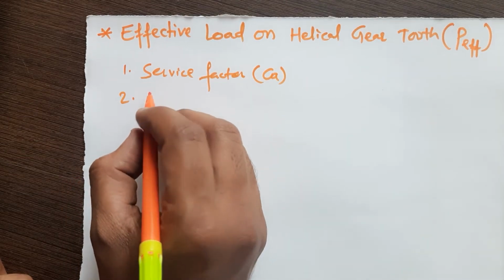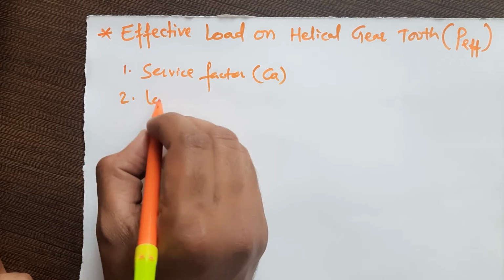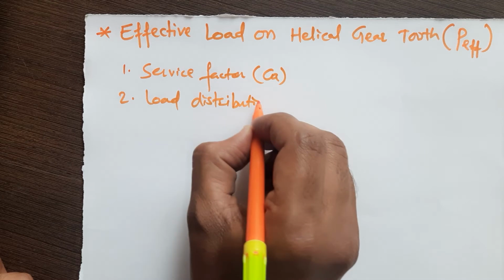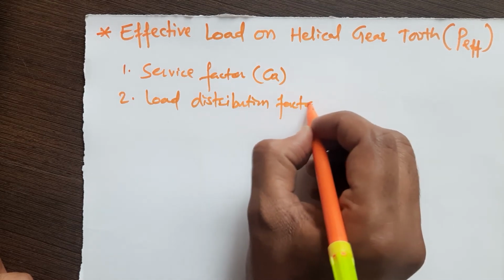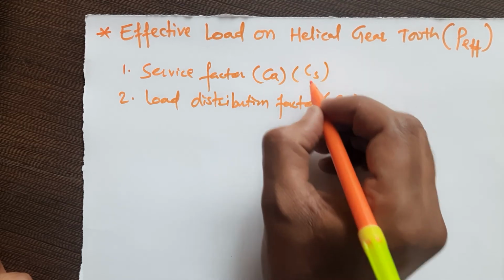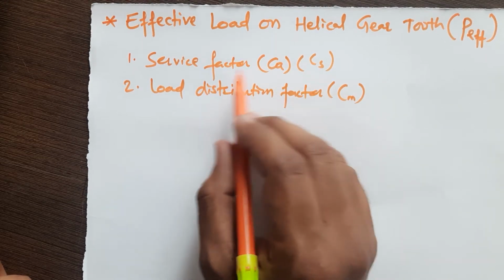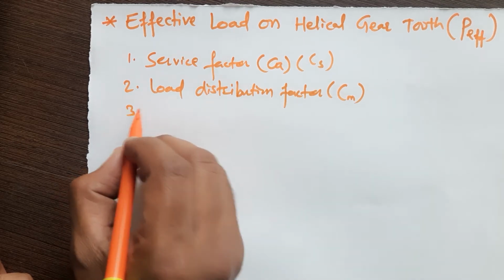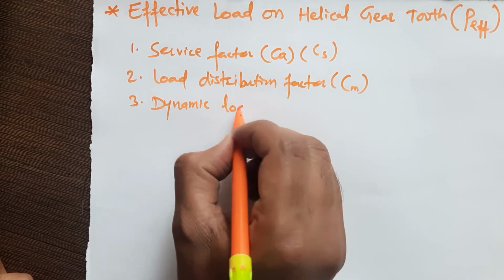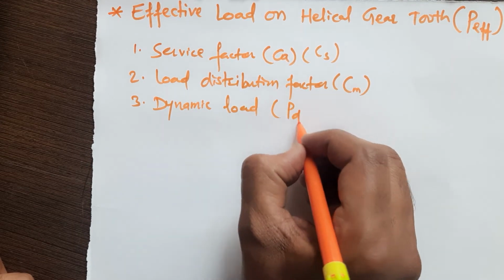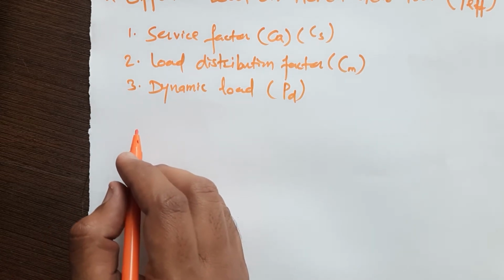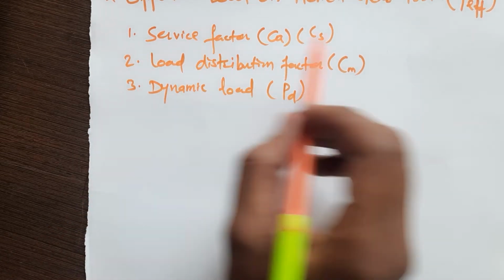Then second factor is load distribution factor. That is CM. In some books CS is also the notation of service factor. And third is dynamic load. Dynamic load is PD. Okay. So there are two methods of estimation of dynamic load, two methods of estimation of effective load.